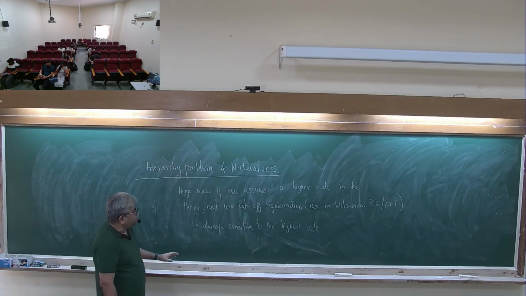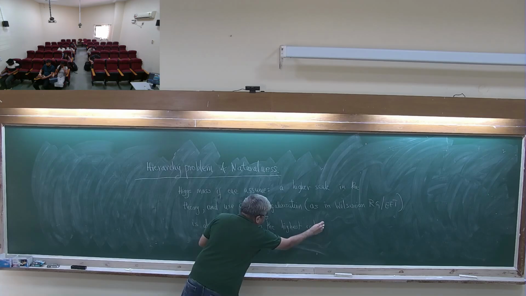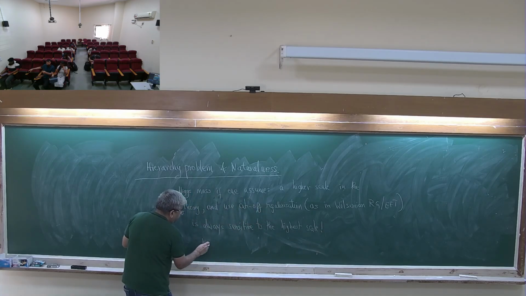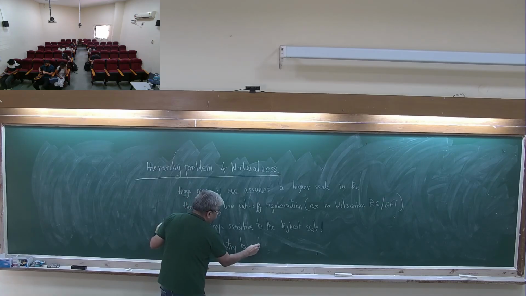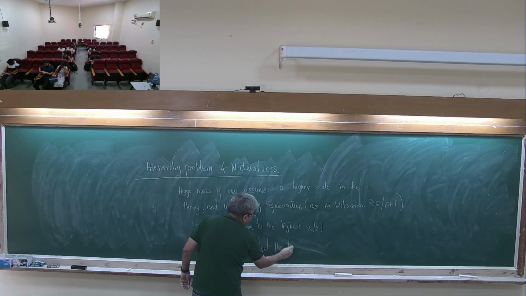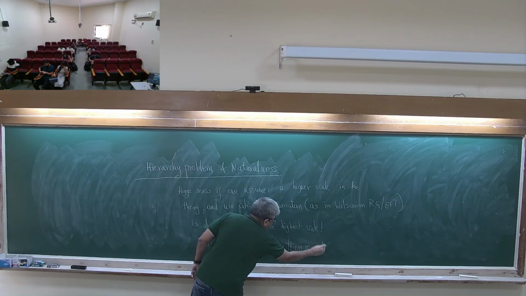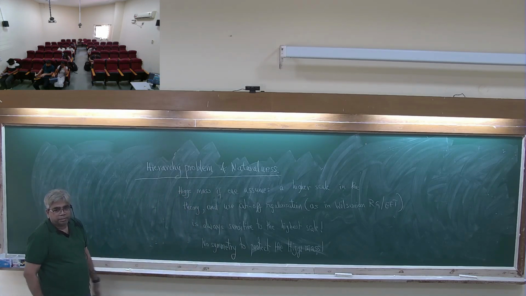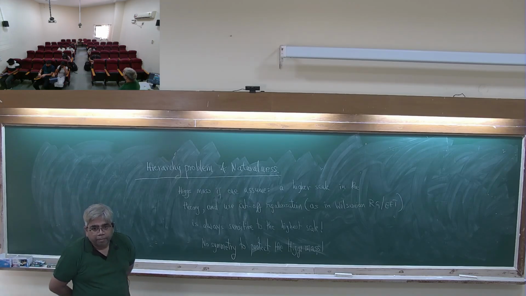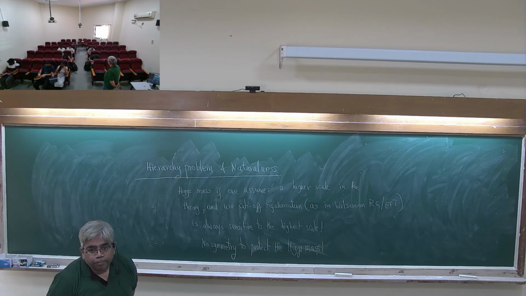Okay, the problem stems from the fact that there is no symmetry to protect the Higgs mass. Okay, there is no symmetry which protects the Higgs mass. But the loop, the loop.